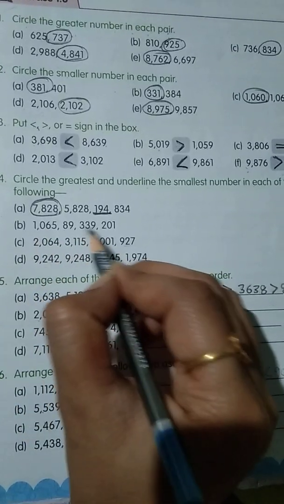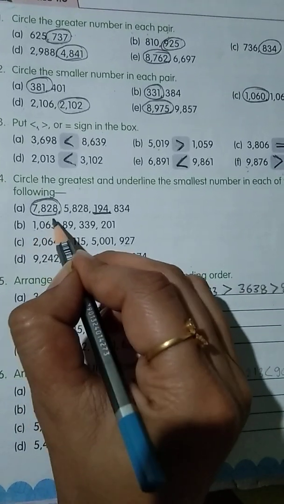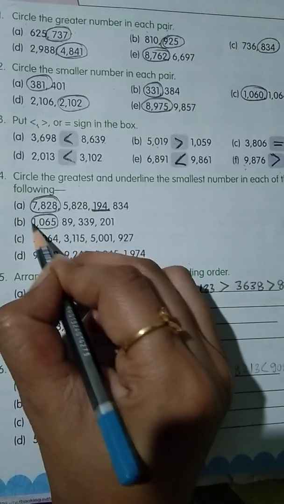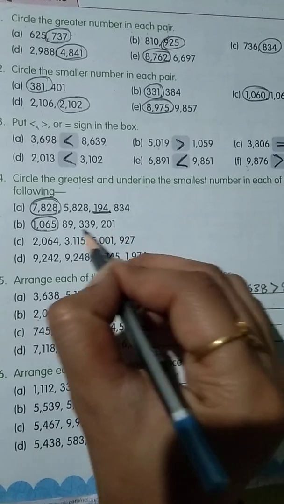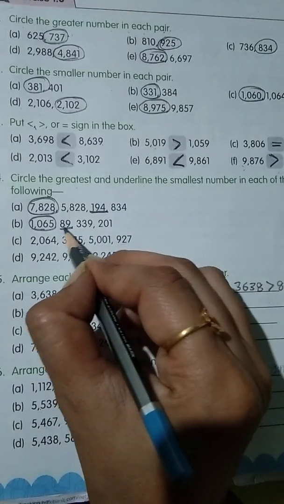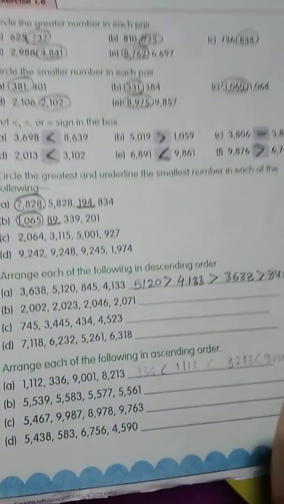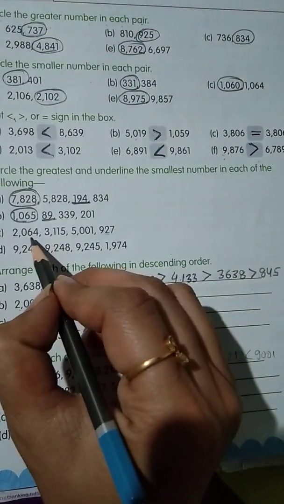The first one, greatest one, it means 1000. So circle it. Very simple. Smallest one, tell me the smallest one. I think this one. Okay, underline it. Okay, now we are coming to here.